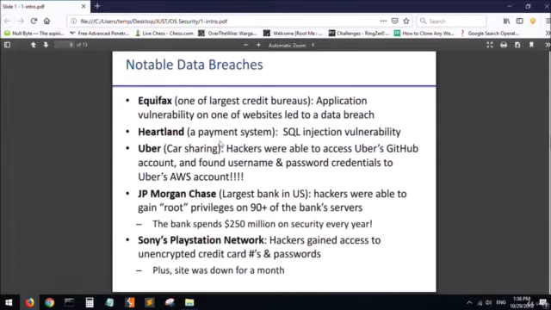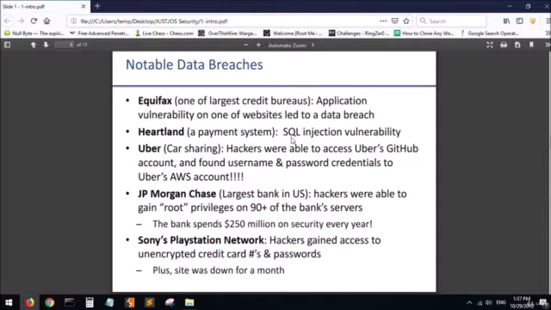Heartland is a payment system. There was an SQL injection vulnerability. You can read about SQL injection, but briefly, with SQL injection we use a database and we inject some data into a variable that is not filtered, so we get an error and we get information from that.